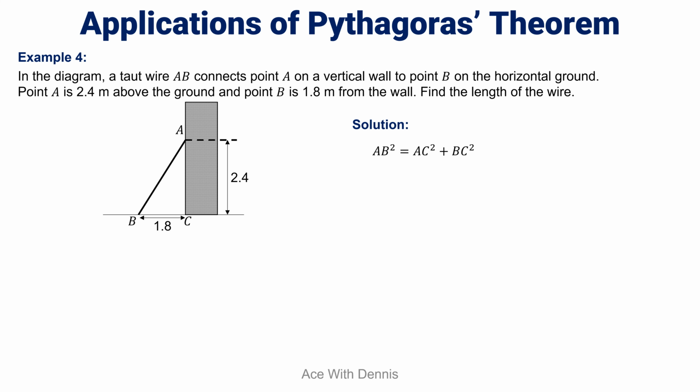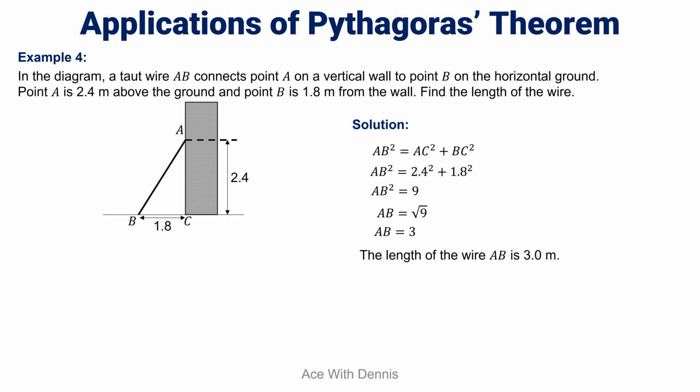By applying the Pythagoras theorem, we can see that the triangle ABC is a right angle triangle. Hence, the equation becomes AB squared equals AC squared plus BC squared, where AB is the hypotenuse. So AB squared will be 2.4 squared plus 1.8 squared, which is 9. Hence, AB equals square root of 9, which is 3. Therefore, the length of AB is 3.0 meters.